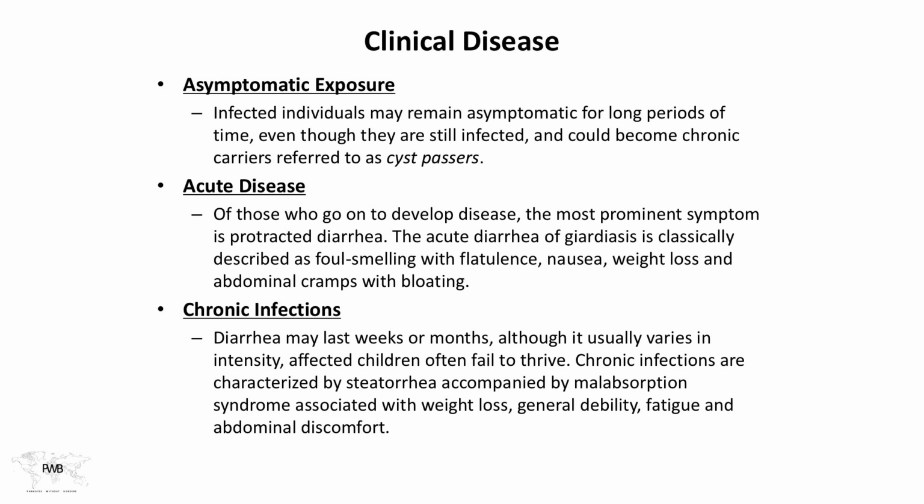Then we have acute disease. Of those who go on to develop disease, the most prominent symptom is the protracted diarrhea. The acute diarrhea of Giardiasis is classically described as foul smelling with flatulence, nausea, weight loss, and abdominal cramps with bloating. Unfortunately, there's also the situation where we see chronic infections.